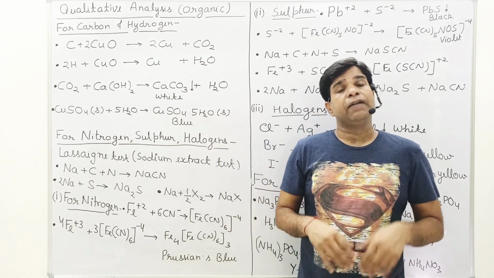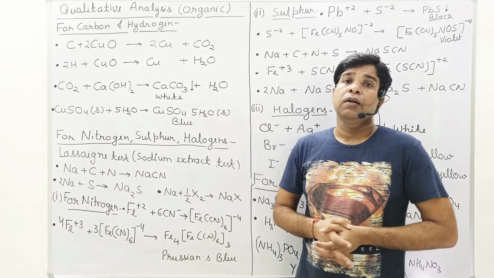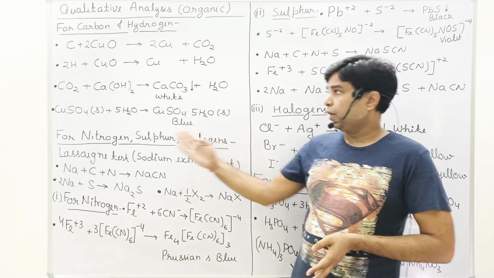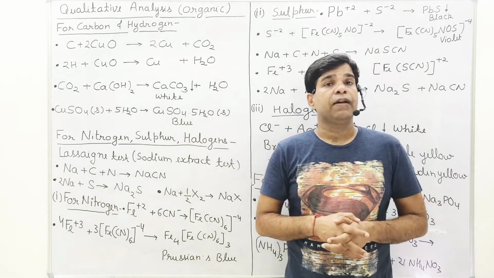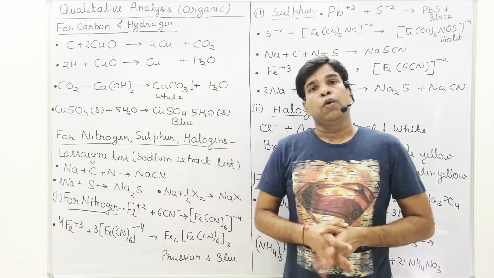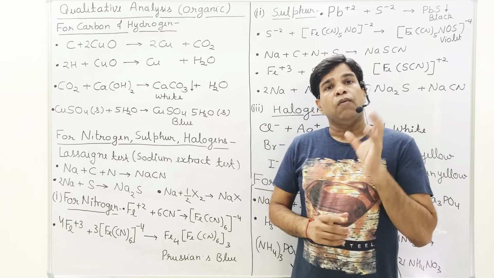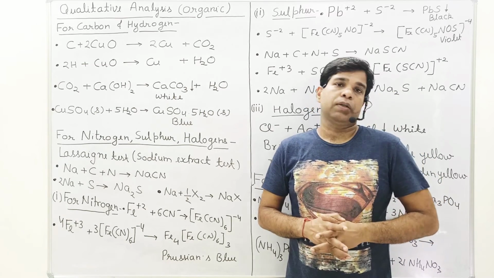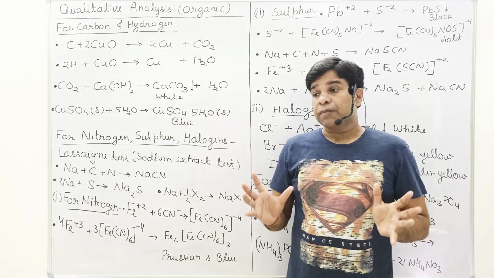After that, there may be a few other elements present in the organic compound, maybe like nitrogen, like sulfur, like halogen. To identify them we perform a test which is called the Lassaigne test, or it is also called the sodium extract test. What we do here, whatever compound is given to us, we fuse that compound with sodium. What is the meaning of fusion?